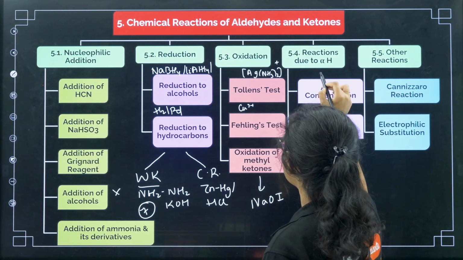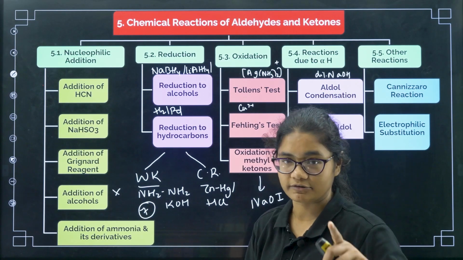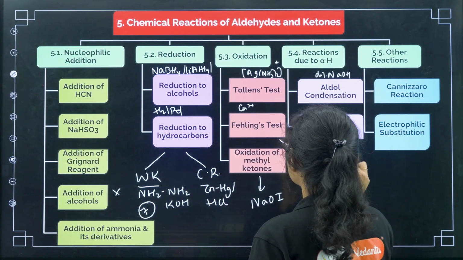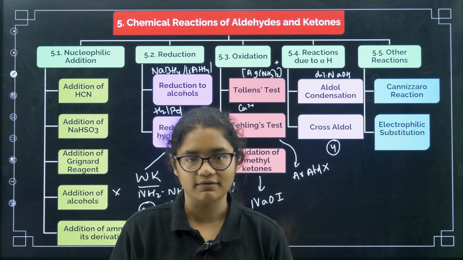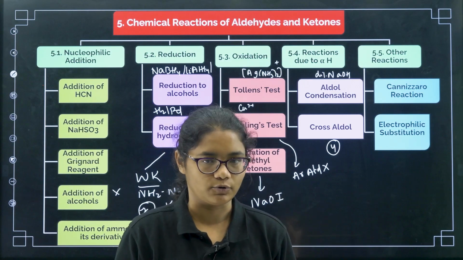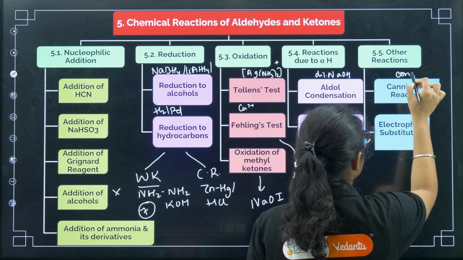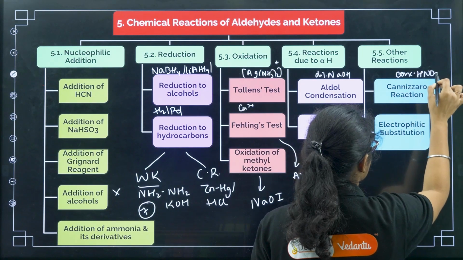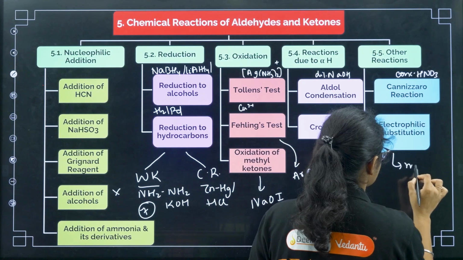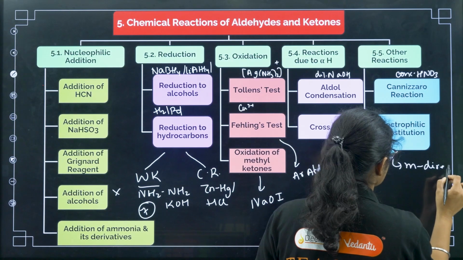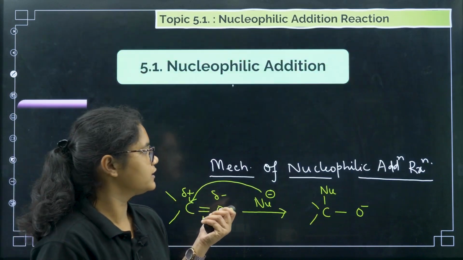Next, coming to aldol condensation and cross aldol condensation, reagent is dilute NaOH. You must remember the trick that we have studied. Cross aldol condensation will generally give 4 products. If one of them does not have alpha hydrogen, then we will get 2 products. Next, Cannizzaro reaction, the reagent used is concentrated NaOH, and we will get self-oxidized and self-reduced products. Electrophilic substitution, you should know it is meta-directing groups. So I hope we have done a brief revision of all the reactions.